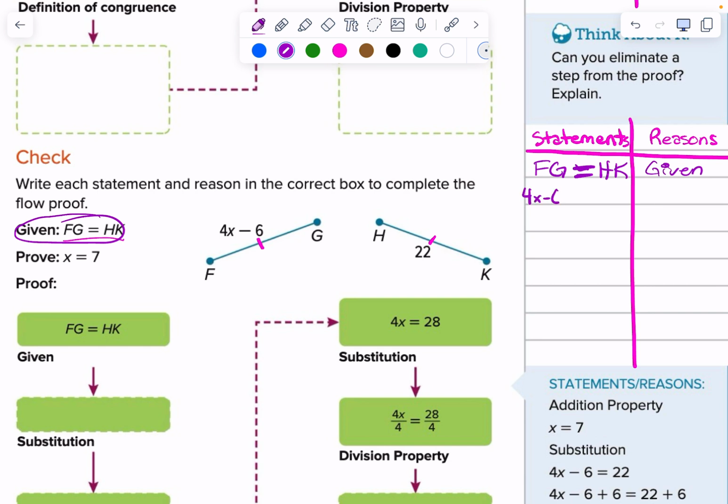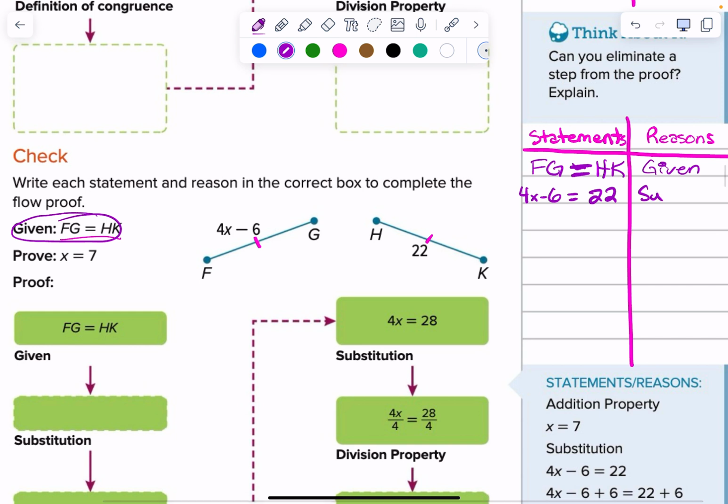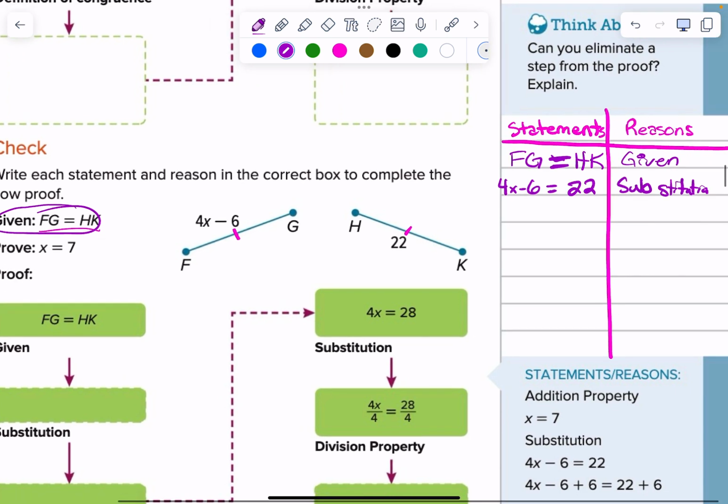4x minus 6 equals 22. Okay, how do I go from this step to that step? So what I did was I plugged 4x minus 6 in for FG, because that's what it is, right? And I plugged 22 in for HK, right? So that's substitution. I just plugged those values in because that's what they are. Substitution. Okay? All right, now let's do some math.